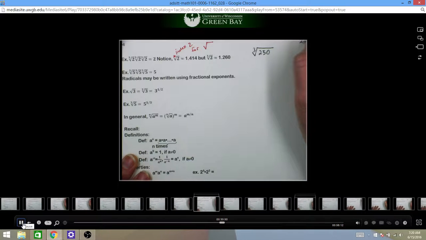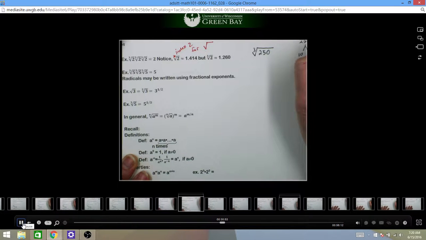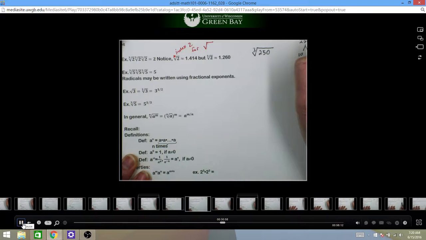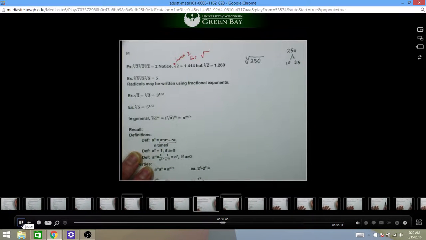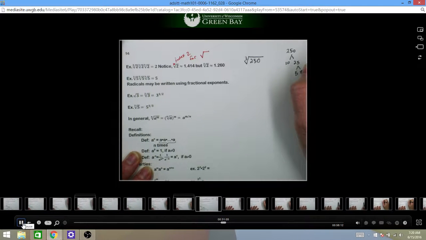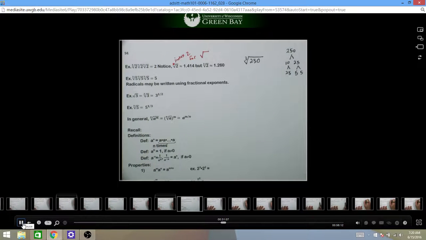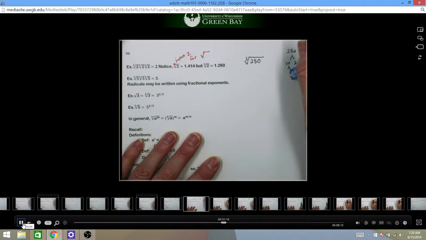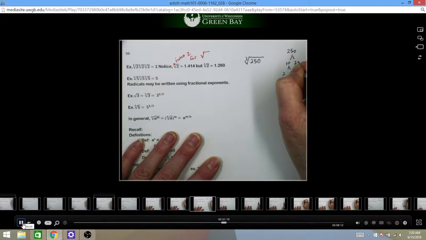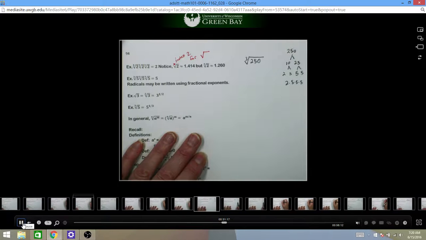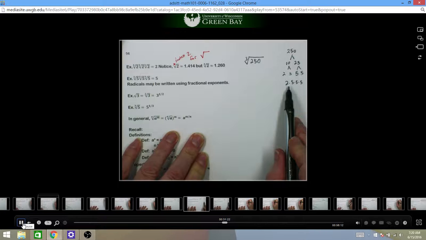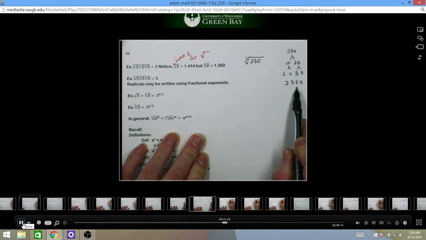Let me make this wider. And then 25 is 5 times 5, and 10 is 2 times 5. That looks like 10 is 25. Let me fix that. So the cubed root of 250 would be the cubed root of 2 times the cubed root of 5 times the cubed root of 5 times the cubed root of 5.